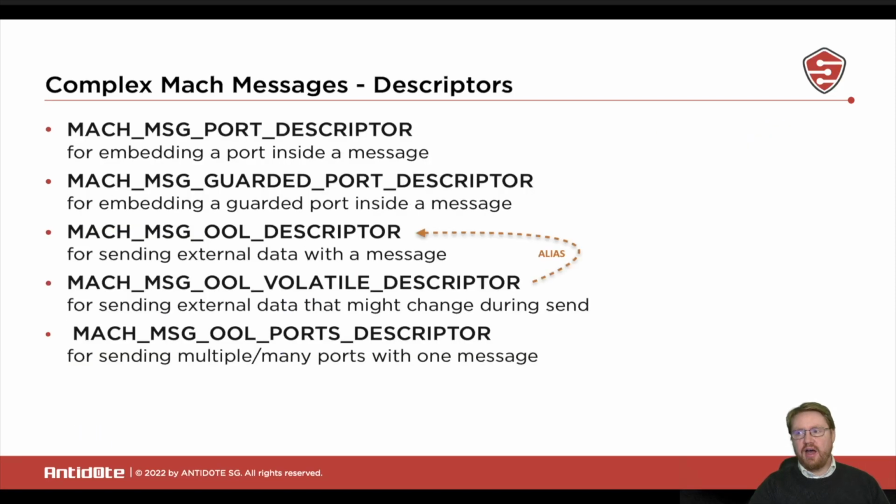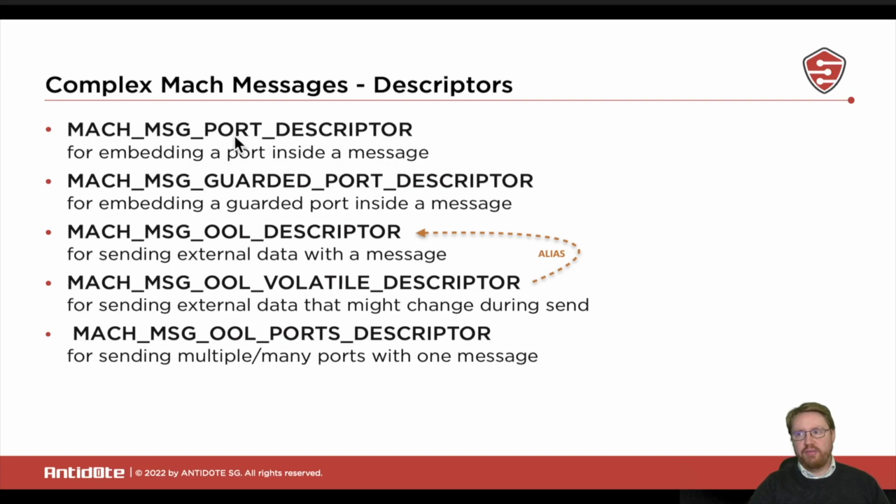Well, there are basically 5 defined descriptors. However, 2 of them are basically just an alias to each other in macOS and iOS. So first we have a so-called Mach message port descriptor. This is used for basically embedding a port inside a message. So this is when one task wants to send a port to another task, or when the kernel task wants to send a port to a userland task.